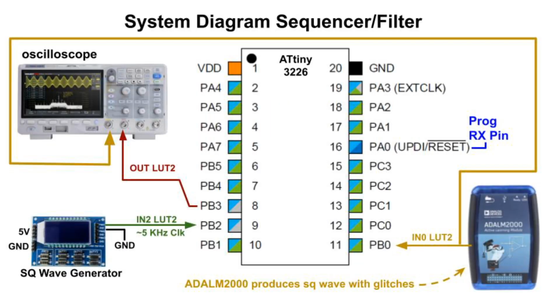Here's a quick system diagram. The ATALM2000 injects a square wave with optional glitches into pin PB0. A separate square wave generator provides the CCL clock on pin PB2. We use an oscilloscope to view both the input from the ATALM2000 and the CCL output on pin PB3.